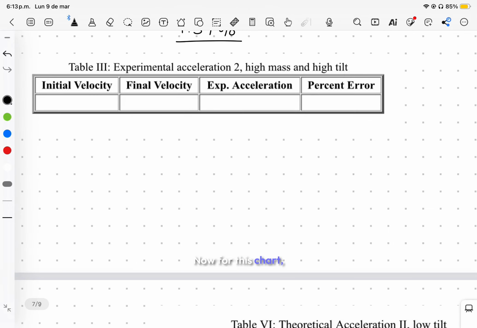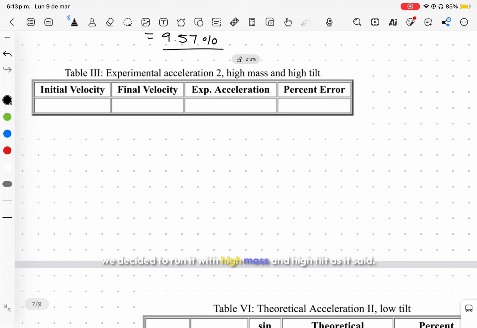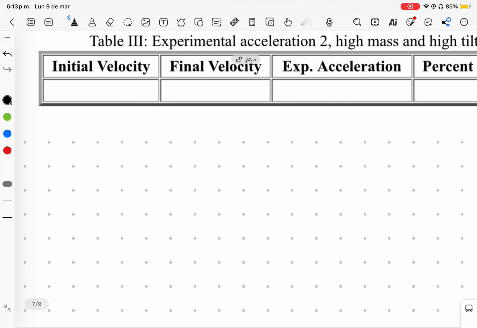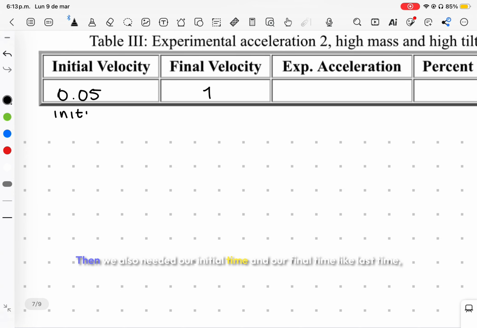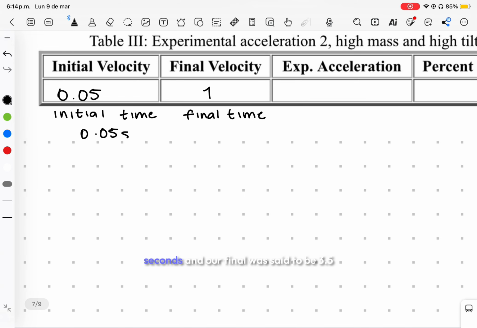Now for this chart, we decided to run it with high mass and high tilt, as instructed. After we ran it, the initial velocity was 0.05 and our final velocity was 1. Then we also needed our initial time and our final time like last time, which we annotated. Our initial time was set to be 0.05 seconds and our final time was set to be 3.5 seconds.